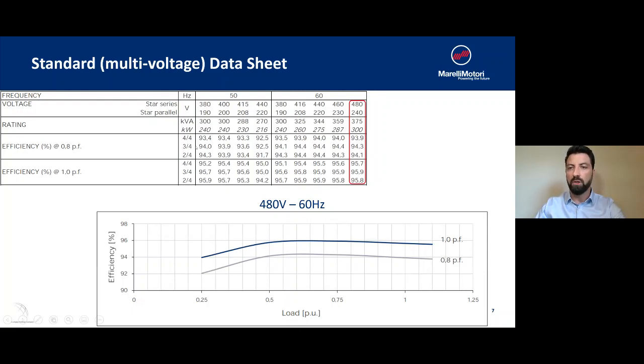At 3/4 of the load, it has 94.3, and at 2/4 of the load, or half of the load, which is 150 kW, this generator's efficiency is 94.1. You can see this illustrated in the graph that you see below here for power factor 1 and power factor 0.8.